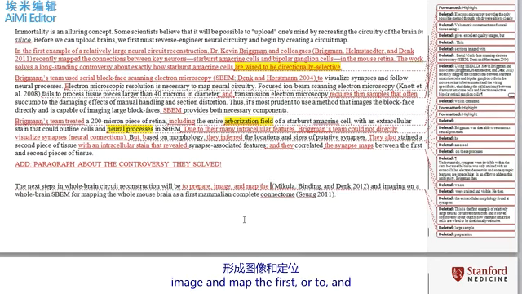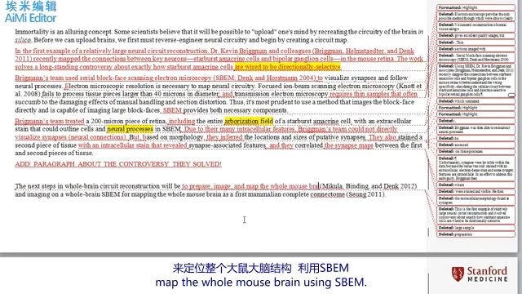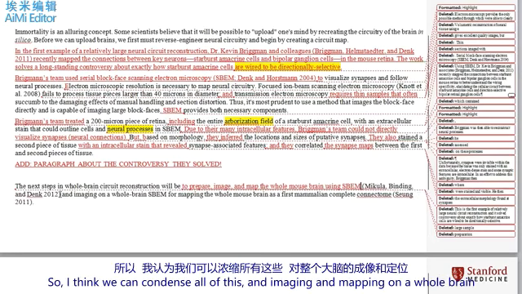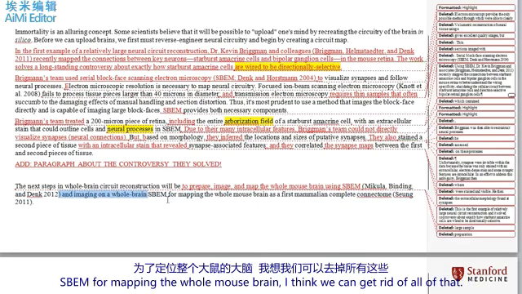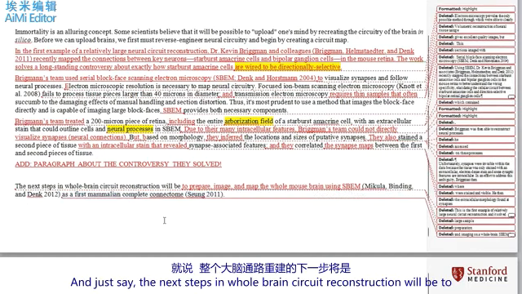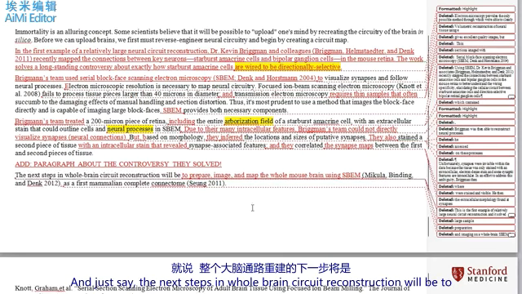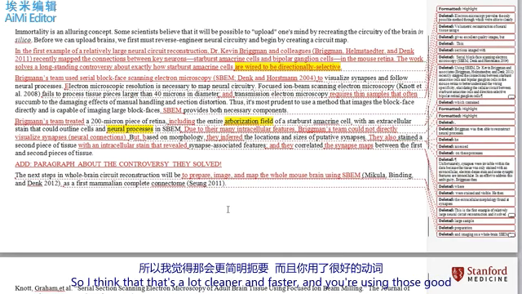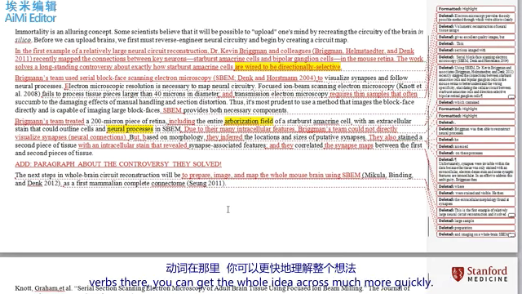whole mouse brain using SBEM, that type of microscopy. So I think we can condense all of this, and imaging and mapping on a whole brain SBEM for mapping the whole mouse brain. I think we can get rid of all of that and just say the next steps in whole brain circuit reconstruction will be to prepare, image, and map the whole mouse brain using SBEM. So I think that's a lot cleaner and faster, and you're using those good verbs there. You can get the whole idea across much more quickly.